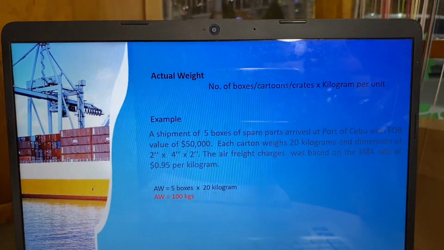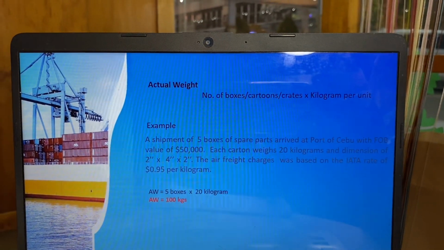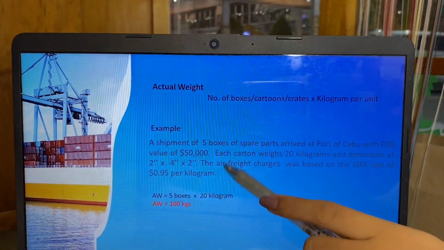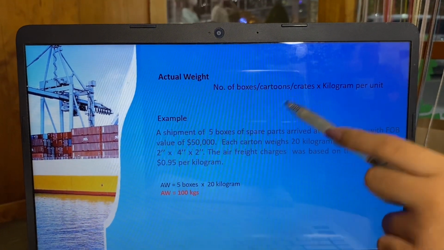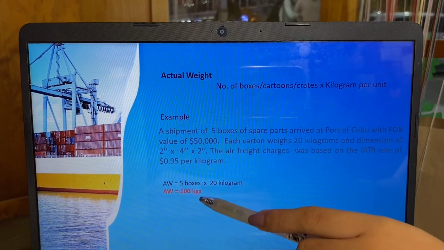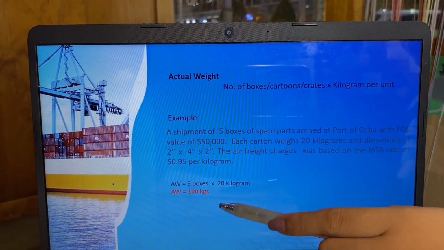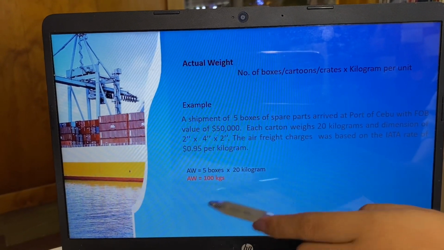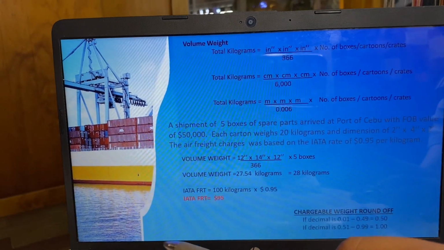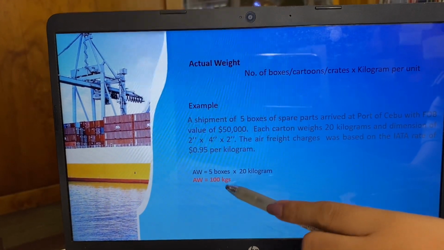So our formula for actual weight would be the number of boxes, the number of packing. That would be 5 boxes. And then we're going to multiply it with the total kilograms per unit. So that's 20 kilograms each. So that would be 100 kilograms. And then we're going to compare this one to the volume weight.